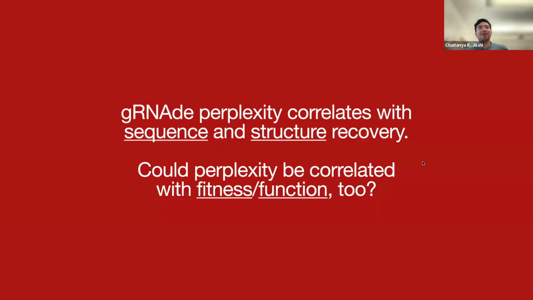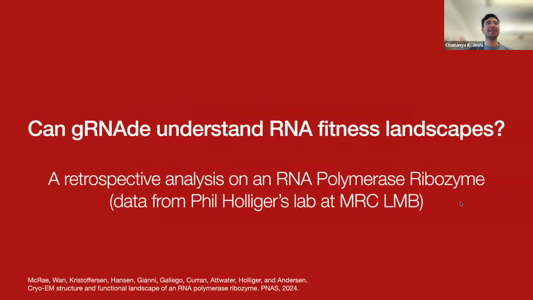So the main point here was that it seems like the model's learning something about RNA structure. Its perplexity, its inner notion of confidence, is correlated with sequence and with structure recovery. And then the question is, could it also be correlated with fitness or function? That would be really interesting, because we obviously want to design for function. So we wanted to see if gRNAde can understand fitness.